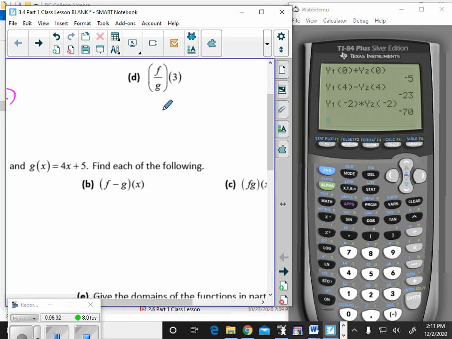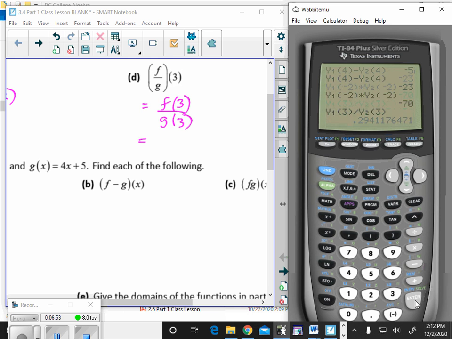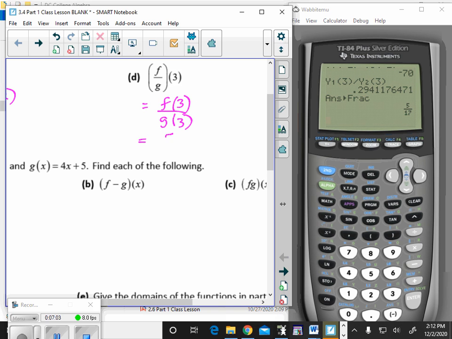We might as well go ahead and take care of D. f of 3 divided by g of 3. So I'm going to go back and use this one that just has the single space for the number. There's a 3. This is a divided by. This is a 3. Press enter. Now you're going to get a fraction, but we can press the math button and press the number 1 or enter and make that into a fraction if it can be, and that's 5 over 17.